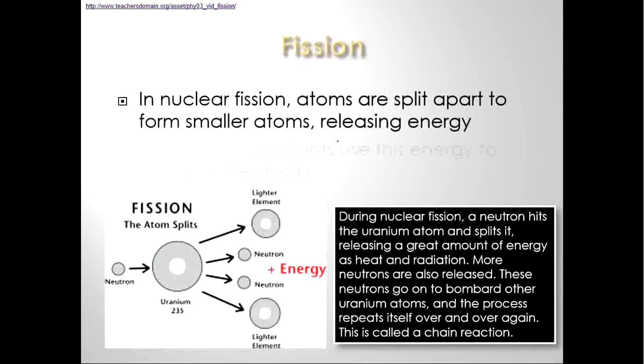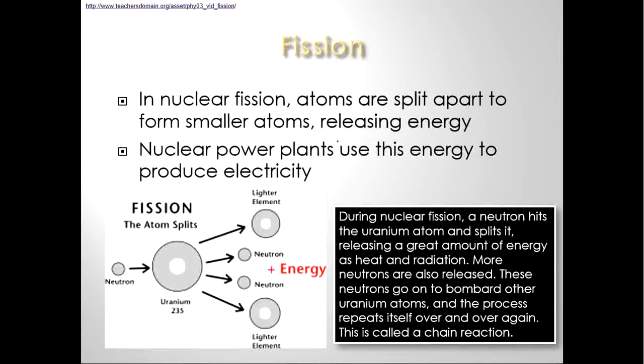So in nuclear fission, atoms split apart to form smaller atoms, releasing energy. And nuclear power plants around the country use this type of energy to produce electricity. We have this in Virginia. We use nuclear power plants in Virginia. Nuclear fission does not occur naturally. It takes very little energy to split the atoms, and it creates a chain reaction. The downside is that many highly radioactive substances are produced as nuclear waste.